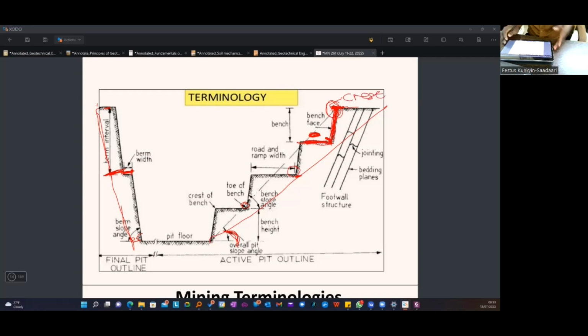So that is it. Then we have the pit floor. No matter the type of pit we are working, or any open pit, the final floor of the pit is always the pit floor.